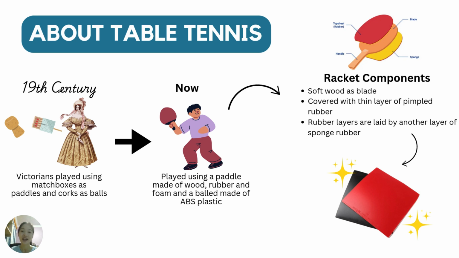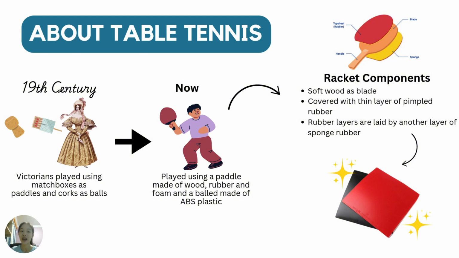Fast forward to today, and table tennis has become a globally recognized sport with advanced equipment. The paddles we now use are carefully designed, combining different materials to enhance performance. The balls, once made of cork, are now made from ABS plastic for better durability and consistency. Now, let's break down the components of a modern table tennis racket to understand why material selection is so crucial.